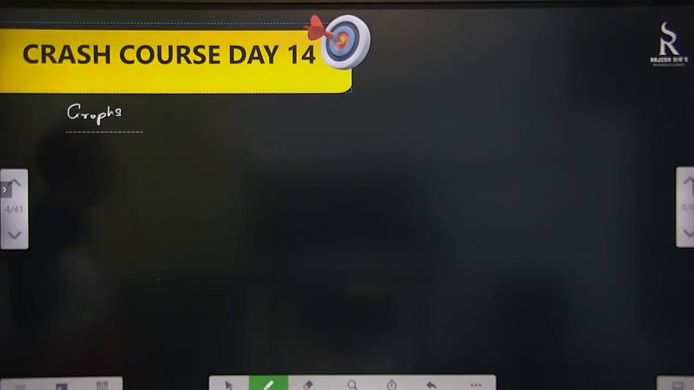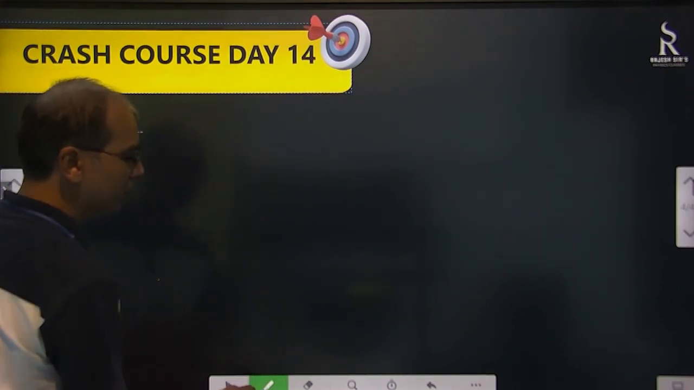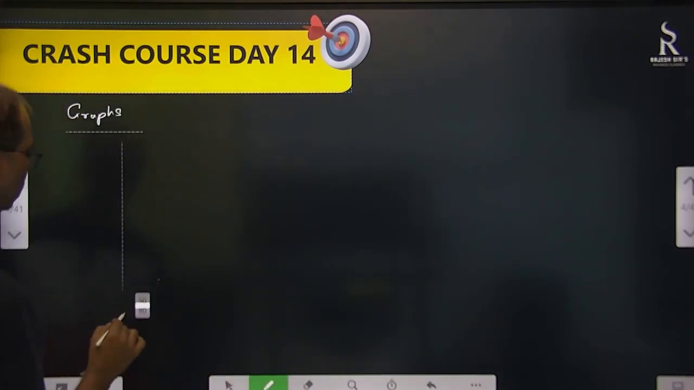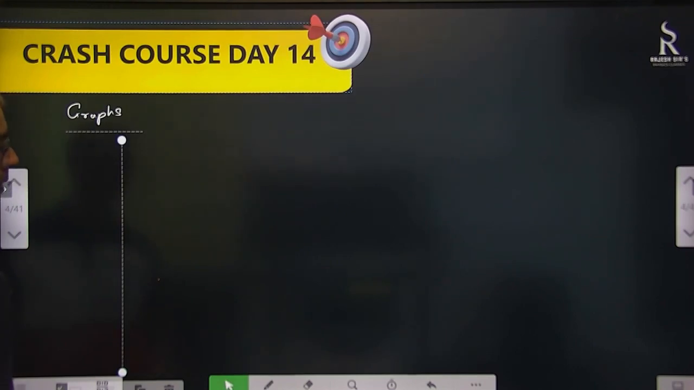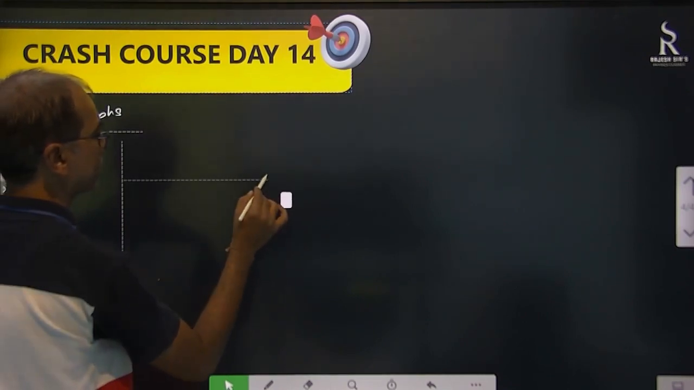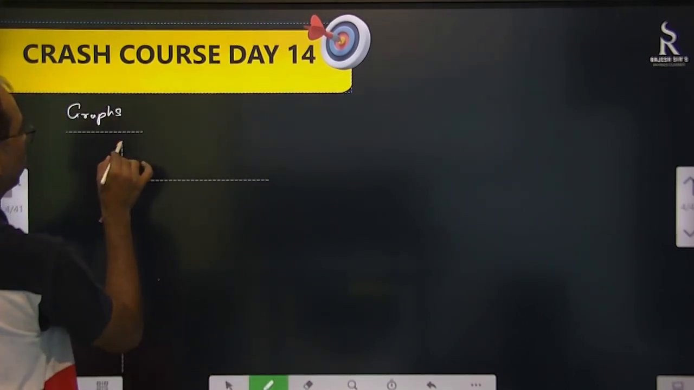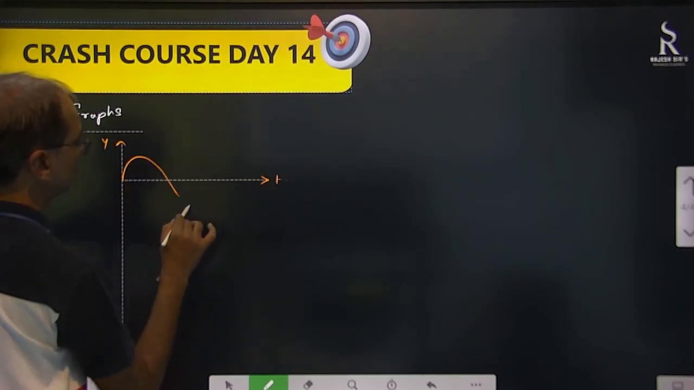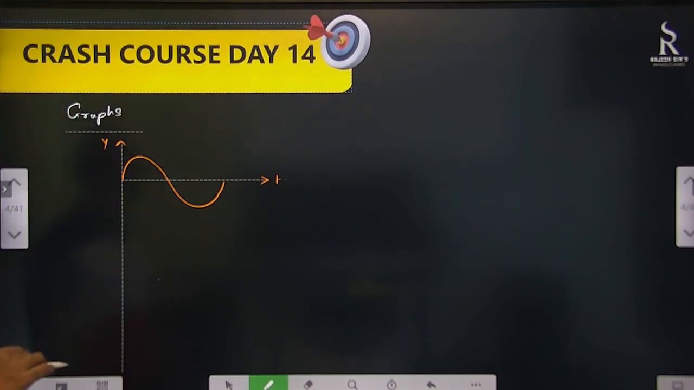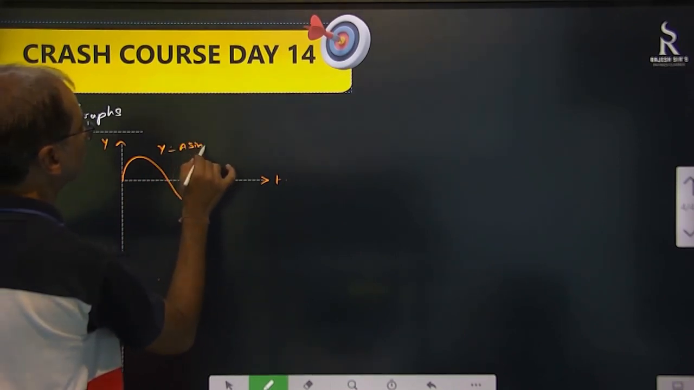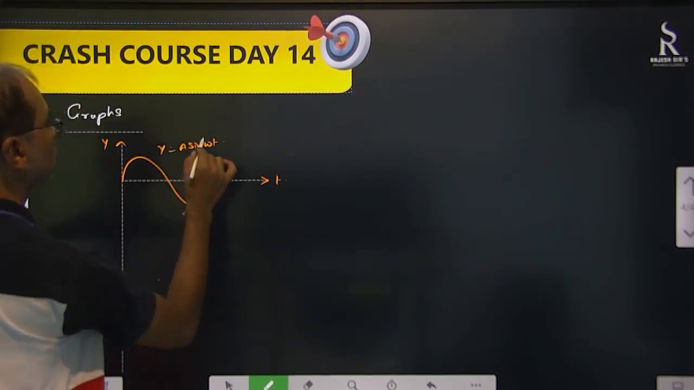Now what do we have? We have graphs related to simple harmonic motion. The first graph that we want to make here is for displacement. First we will make it for displacement. It's a sine curve. We know this is y and t. It's like this. y equal to a sin omega t.